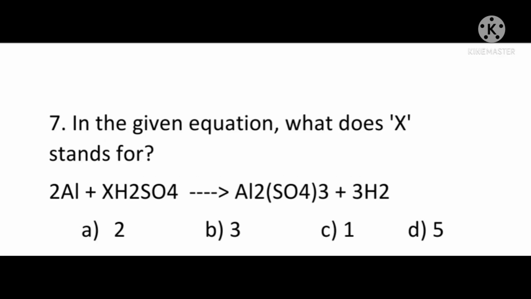Question number 7. In the given equation, what does X stand for? 2Al plus X H2SO4 gives Al2(SO4)3 plus 3H2. Option A 2, B 3, C 1, D 5. Answer is option B, 3. Therefore, the equation becomes 2Al plus 3H2SO4 gives Al2(SO4)3 plus 3H2.